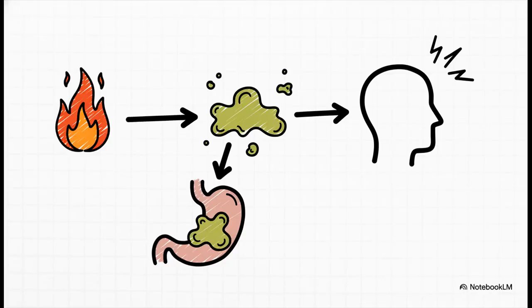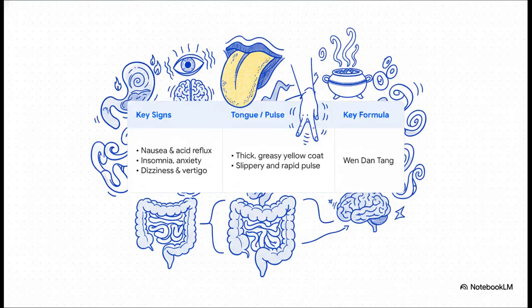Imagine internal heat just cooking down the body's fluids until they get all thick and sticky and turn into phlegm. This nasty phlegm then obstructs the stomach, and it agitates the mind, or the shen, which leads to both physical and emotional symptoms. The key differentiator here, what really sets it apart, is that combination of digestive and mental emotional symptoms. You get the nausea and the reflux, sure, but because that phlegm heat is harassing the shen, you also see things like anxiety and insomnia.